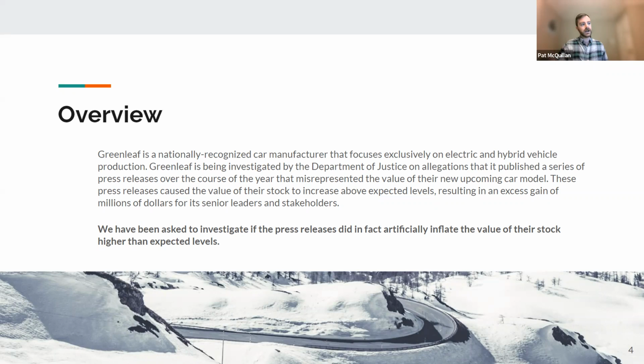So we have some publicly available stock market data, and then we have access to their lawyers who are legally obligated, and this is enforced by the court. So if they try to hold anything back, they will get caught. It's actually a very good process. These lawyers have to give us any documents that we ask for. So we have to figure out if these press releases actually did increase their value of their stock more than it should have gone.